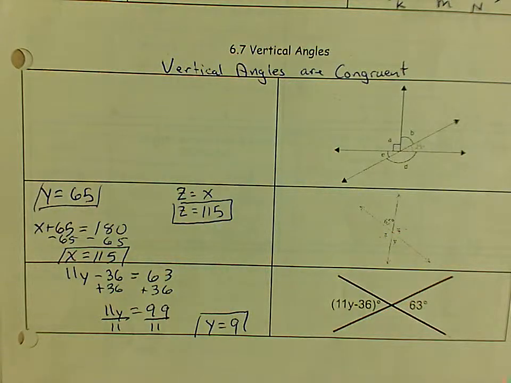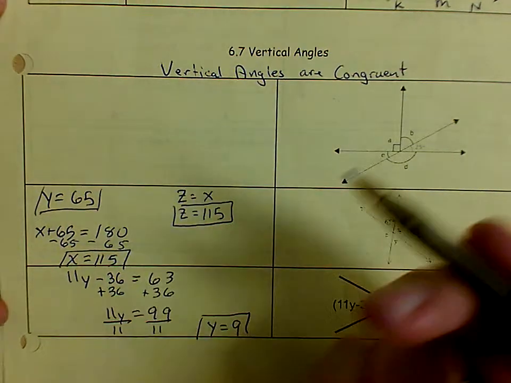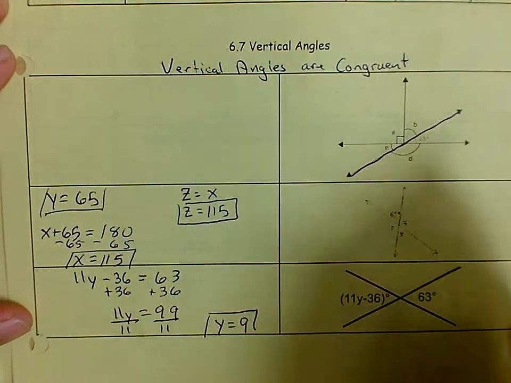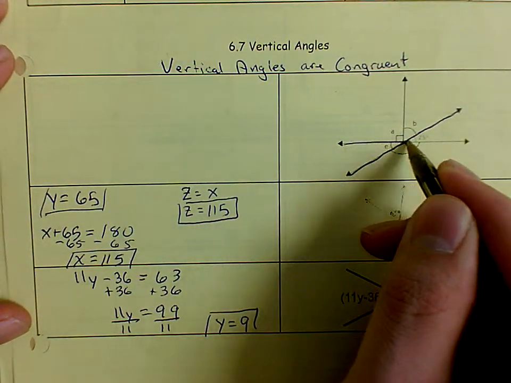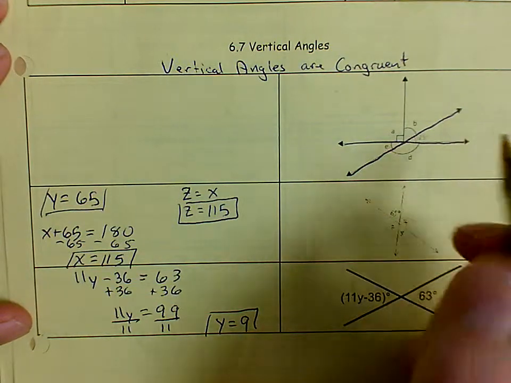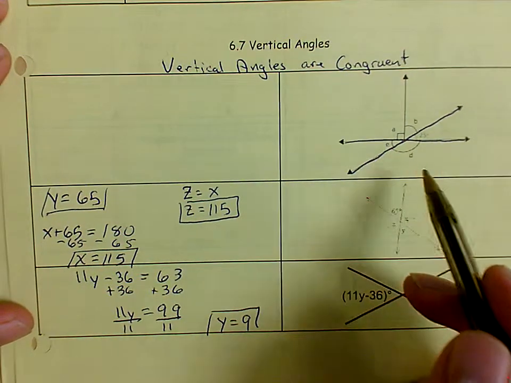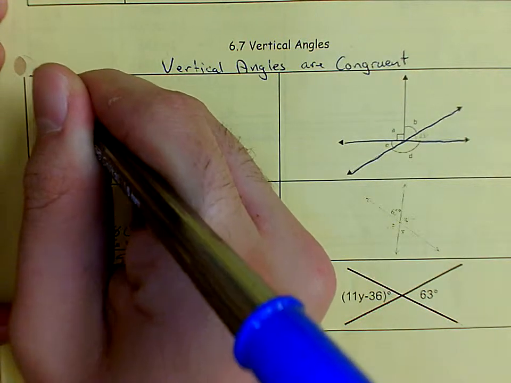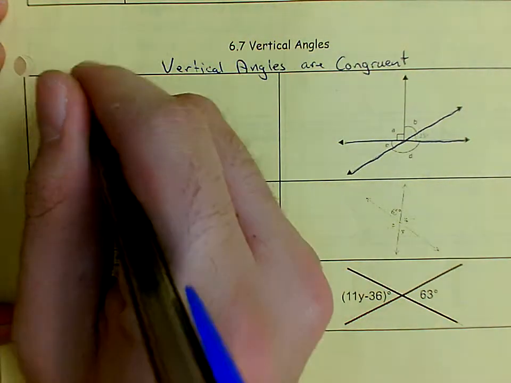All right, and the one on top, once again, which angle is vertical to the 25 degrees? So which angle is vertical to that 25 degrees? Okay, so if I highlight the lines used to make the 25, we know that that's 25, so the angle across from it must be E. So since vertical angles are congruent, we know E is equal to 25.